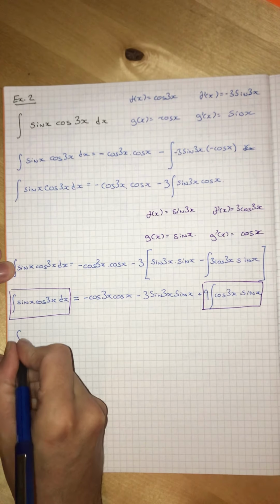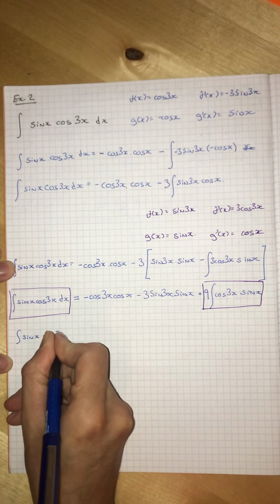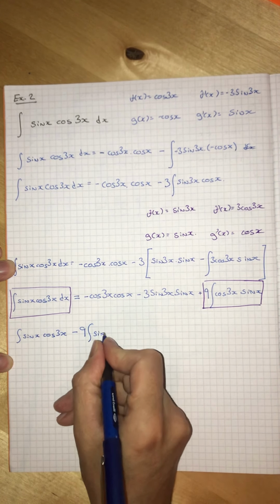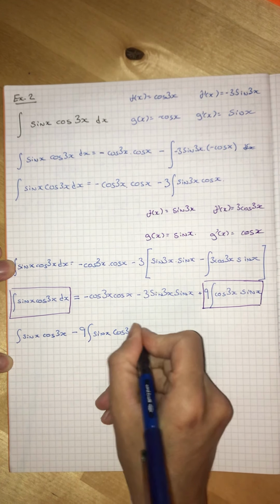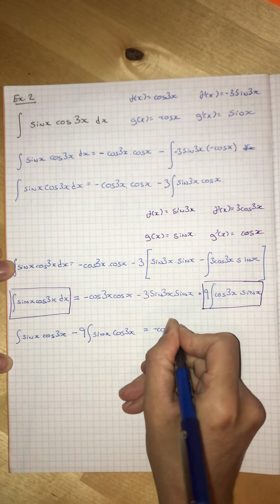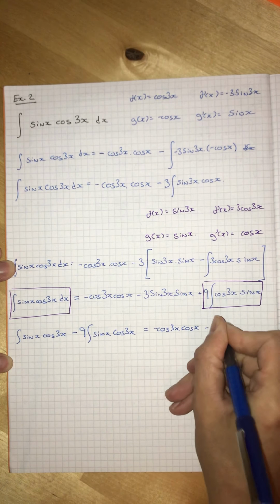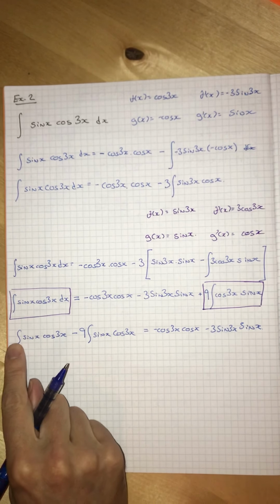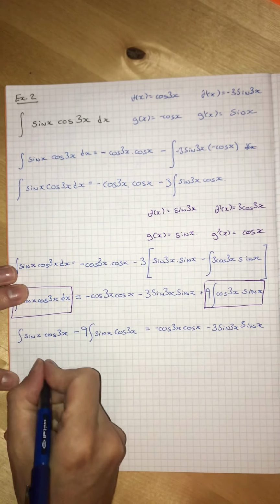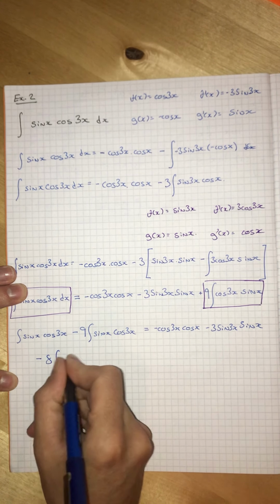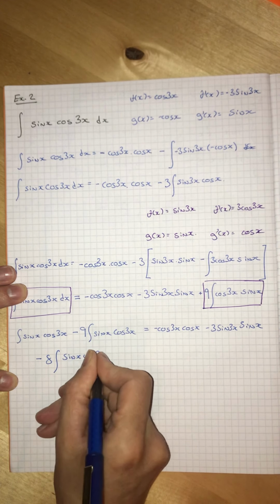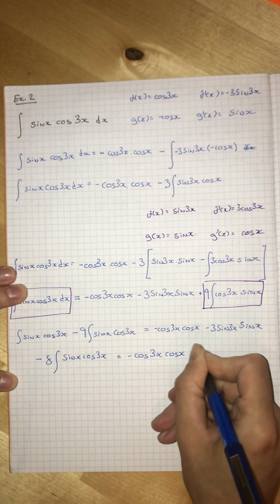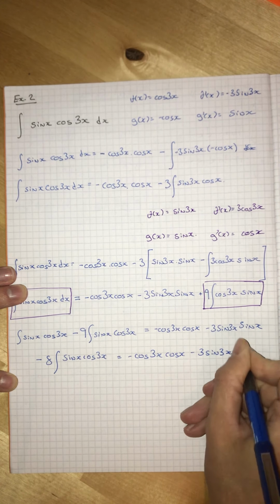So we get the integral of sine x cos 3x minus 9 times the integral, and just for neatness I'll rearrange them, and the sine x cos 3x will equal negative cos 3x cos x minus 3 sine 3x sine x. There's one of them, take away 9 of them, so it becomes negative 8 integral of sine x cos 3x equals negative cos 3x cos x minus 3 sine 3x sine x.